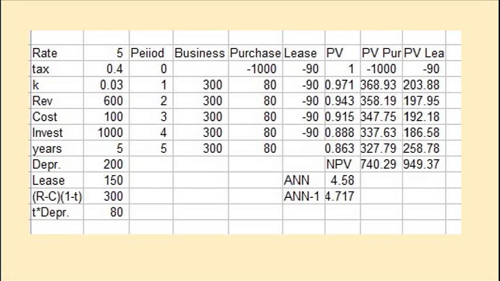Revenues again are 600, costs are 100. The net would be 500, but after tax, 300. Investment is 1,000, normally no tax consequences. Our years are 5. The depreciation thus is 200, straight line. Our lease is 150. The lease after tax is 90, negative sign. Our savings on the depreciation is plus 80.